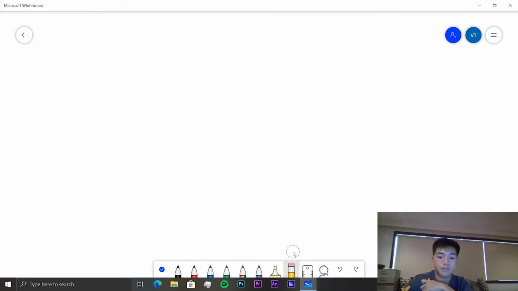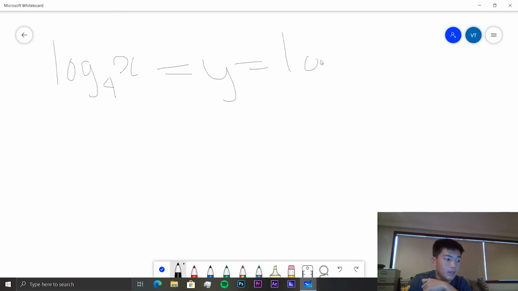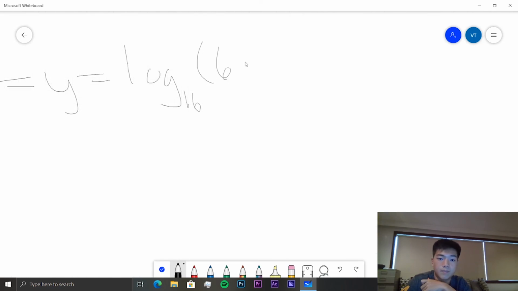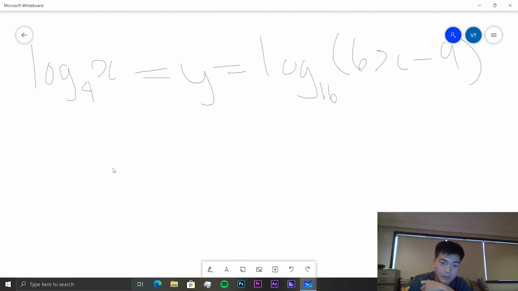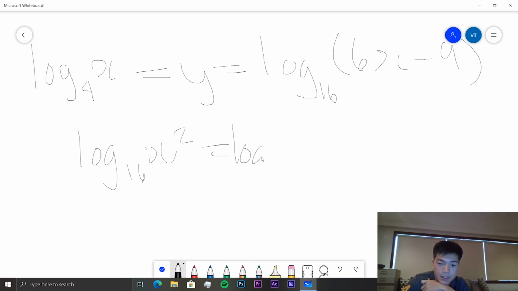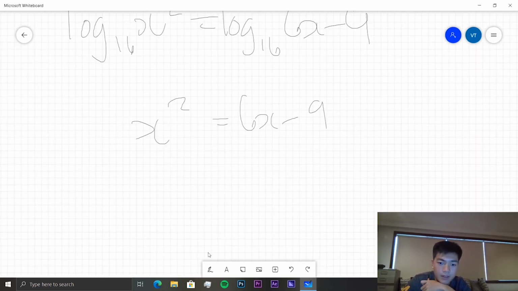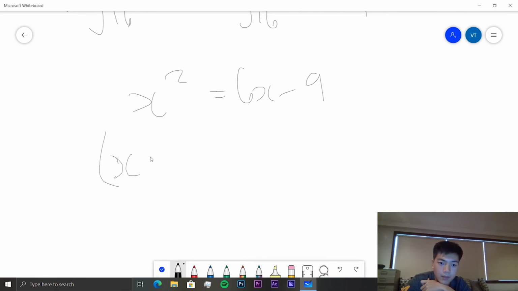Next, we have to solve log 4 to the x is equal to y is equal to log 16 to the 6x minus 9. So, I mean, we can ignore y and we can just solve this directly. We know that this is equal to log 16 to the x squared is equal to log 16 to the 6x minus 9. So, of course, x squared is equal to 6x minus 9. So we can factor this into x minus 3 squared. So x is equal to 3.